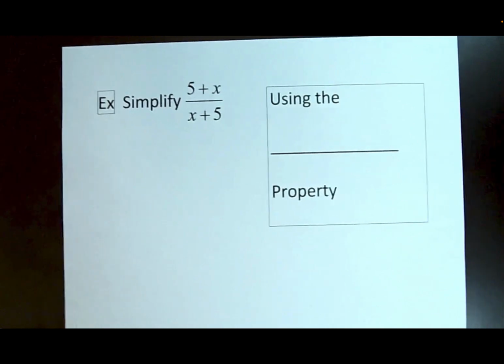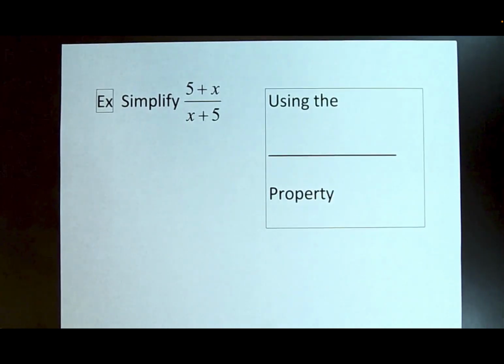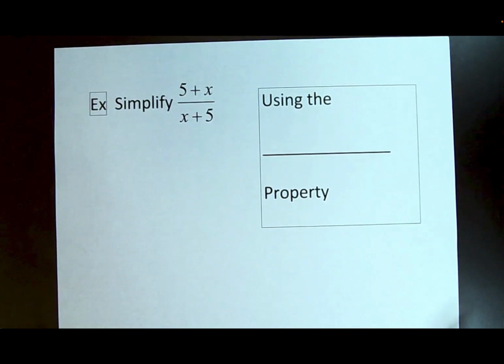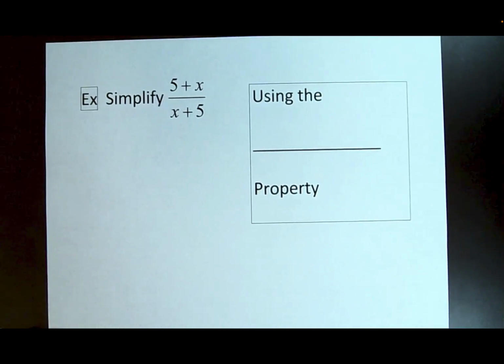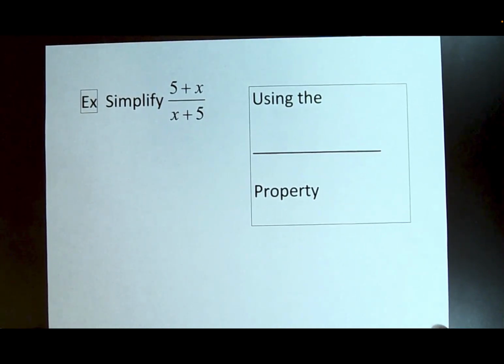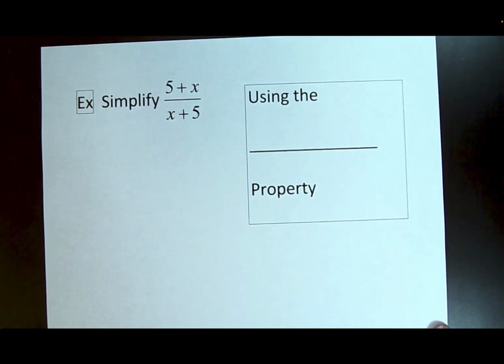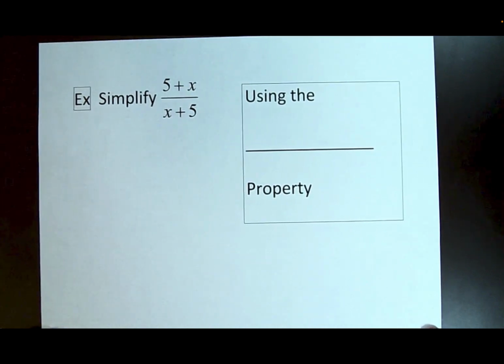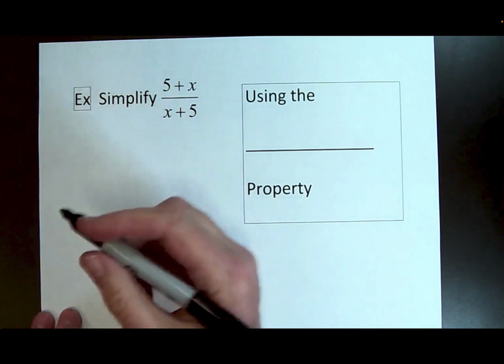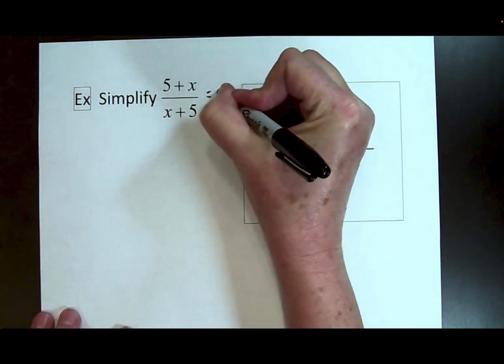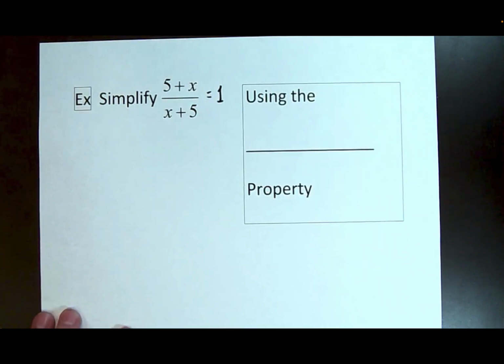Next, I want to look at some cancellations that look deceptively simple, but are a little bit subtle and can be confusing. So first of all, suppose I needed to simplify the fraction or rational expression 5 plus x over x plus 5. Hopefully you can see that will cancel as a 1, right?